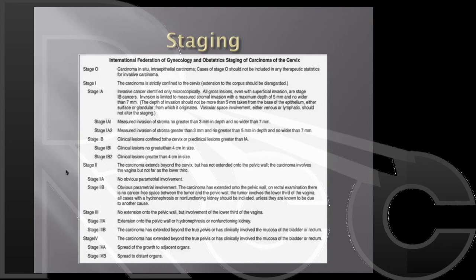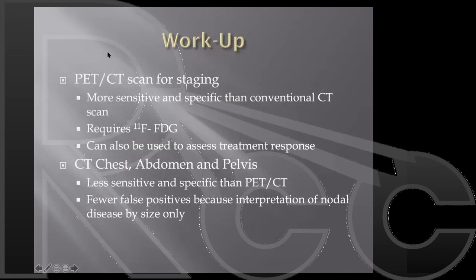Workup depends on the resources that you have. It's very common here to get PET CT for staging. It's more sensitive and specific than conventional CT, but it requires F18 FDG and a special kind of scanner, and there are many parts of the world where this is just not possible. More commonly, I think, is a CT of the chest, abdomen, and pelvis to look for signs of any enlarged lymph nodes or metastatic disease.